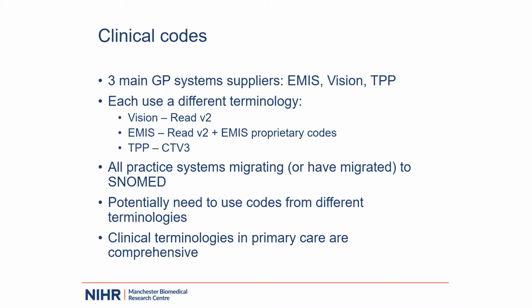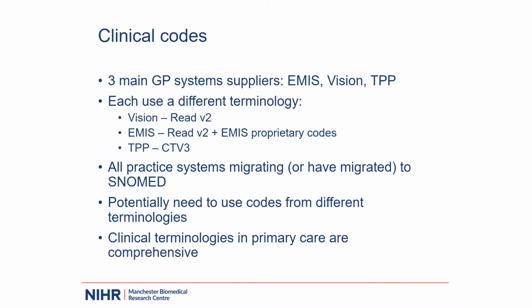And that allows them, if there's something they want to represent in their system that doesn't exist in the standard dictionary, to just add their own code, which is great for them and great for users of the system, but it does make it more complicated if you're trying to use that data, because you need to map those codes to something. TPP is effectively an extension of read code.